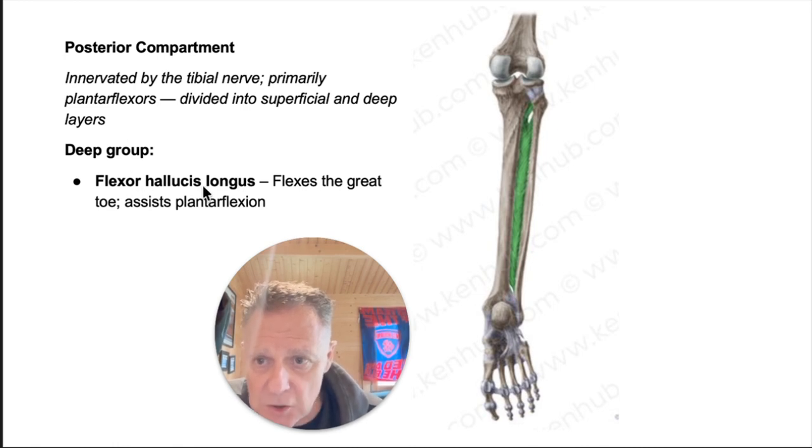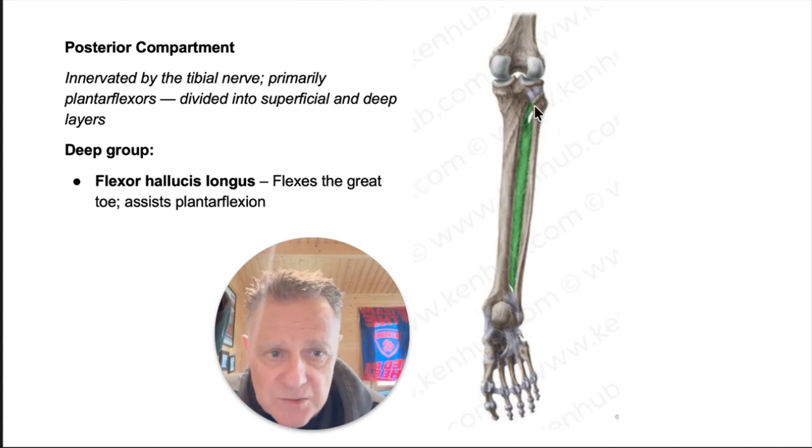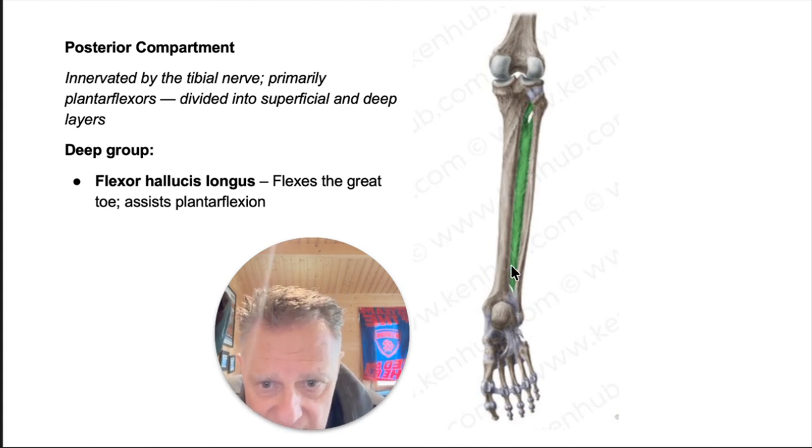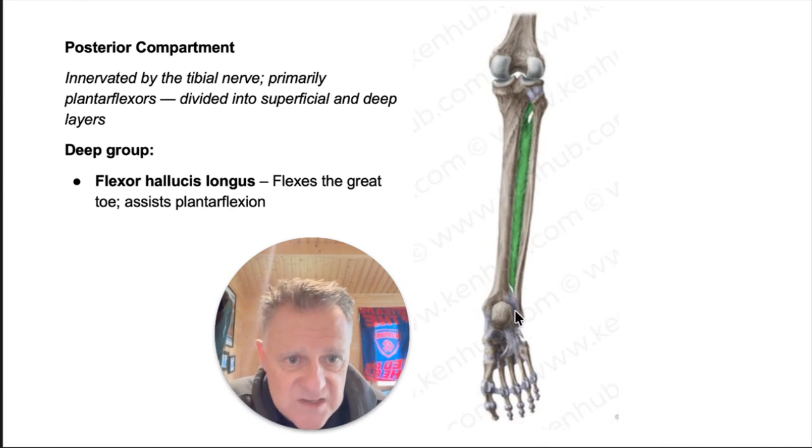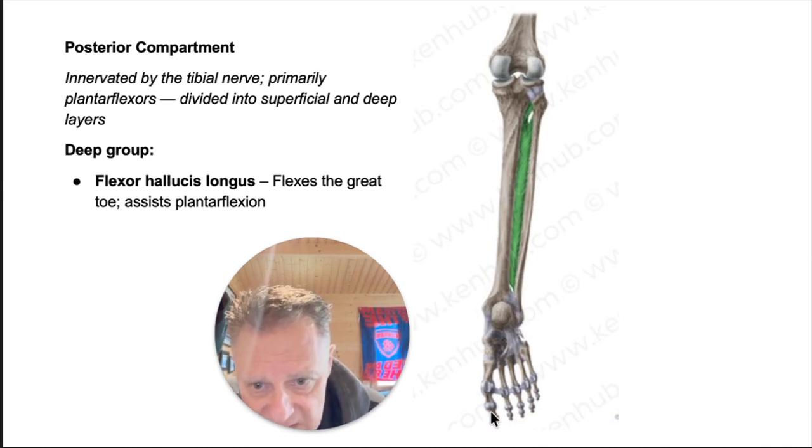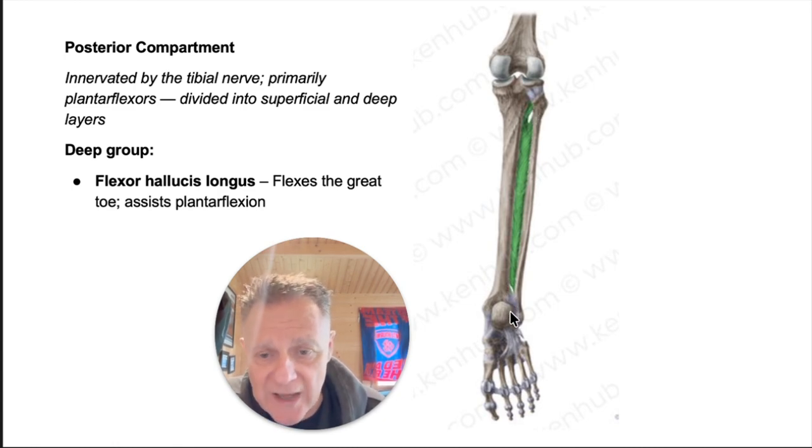Deep group, flexor hallucis longus, also the tibial nerve, and it goes from the posterior surface of the fibula into, and you can't really see it all that clearly, and I don't know why they haven't run this in green, but into the plantar surface of the distal phalanx of the great toe. So it runs all the way down here, and as a result, it flexes the large toe, and it's a long muscle, right? So it's coming from well outside of the ankle and foot itself. So it flexes the great toe and assists in plantar flexion.